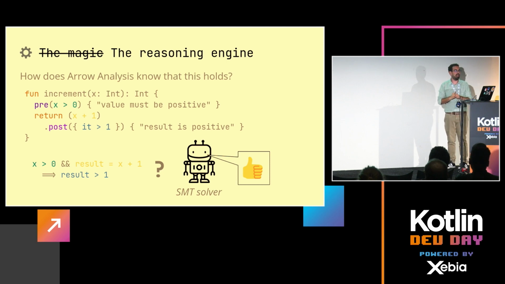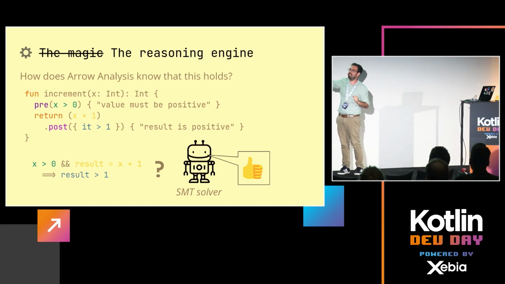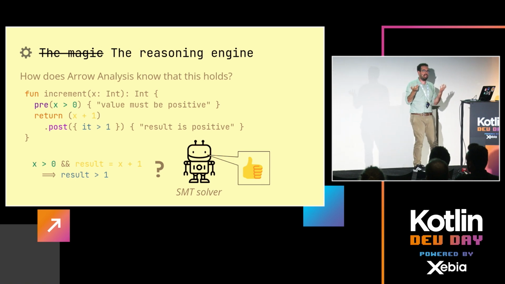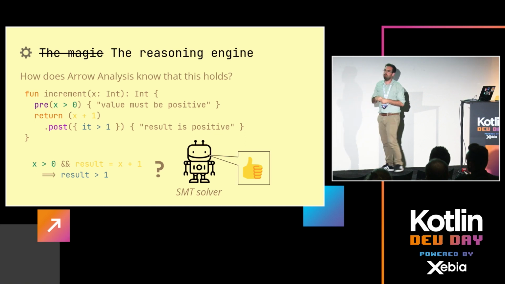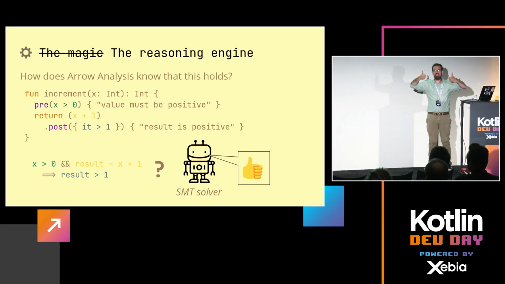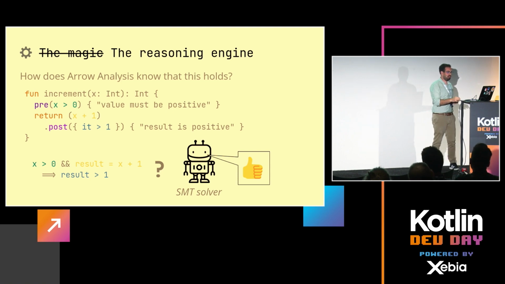I don't know, for me, it's really like a magic box. If you've never worked with this kind of thing, just use it, and then you tell it, oh, is it the case that if x is greater than 0 and the result is x plus 1, then the result is greater, let's say, than 1? And it says yes. So we just take its word and say, well, okay, then you can continue.